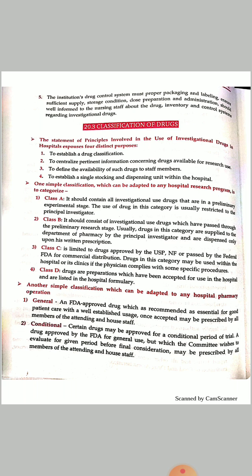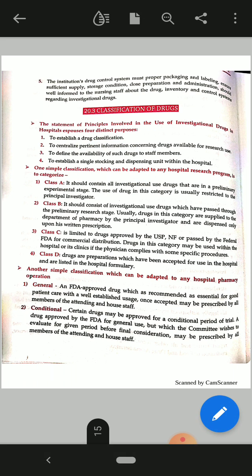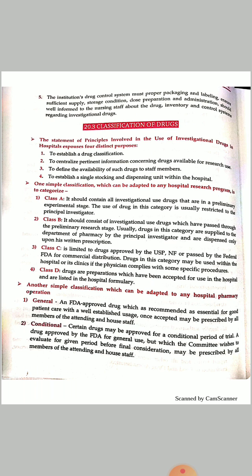Another simple classification which can be adapted to any hospital pharmacy operation. First is the general classification, in which FDA approved drugs which are recommended as essential for good patient care with a well established usage, once accepted, may be prescribed by all the members of the attending and house staff. Conditionals are certain drugs which may be approved for a conditional period of trial.